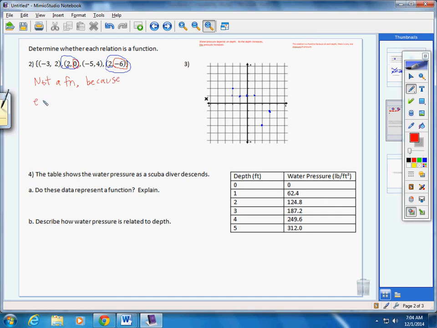Because each domain value is not paired with only one value in the range.